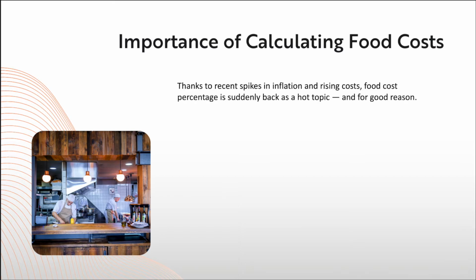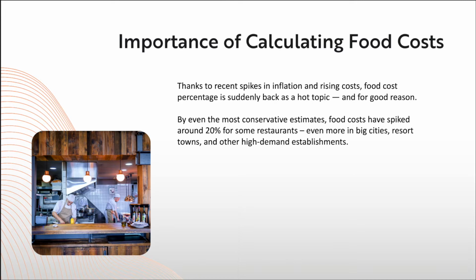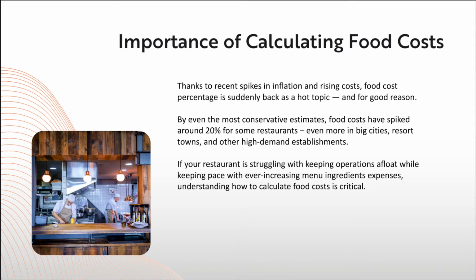Thanks to recent spikes in inflation and rising costs, food cost percentage is suddenly back as a hot topic, and for good reason. By even the most conservative estimates, food costs have spiked around 20% for some restaurants, even more in big cities, resort towns, and other high demand establishments. If your restaurant is struggling with keeping operations afloat while keeping pace with ever increasing menu ingredient expenses, understanding how to calculate food costs is critical.